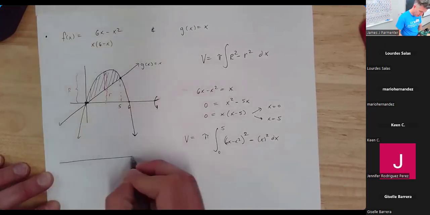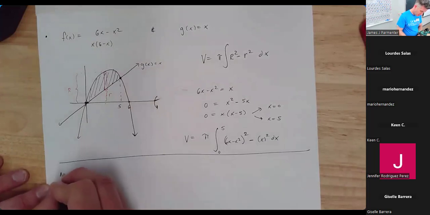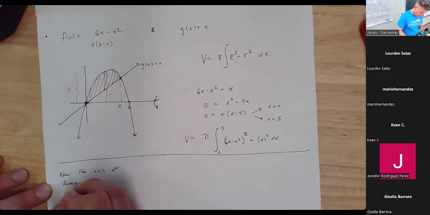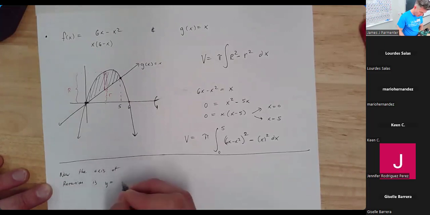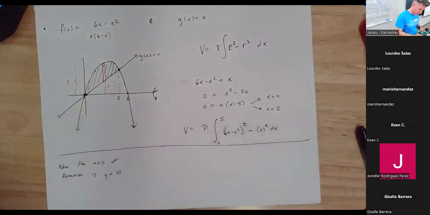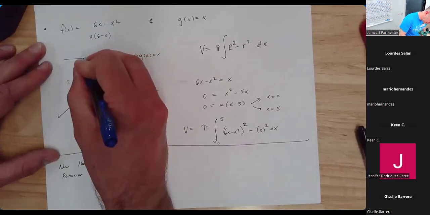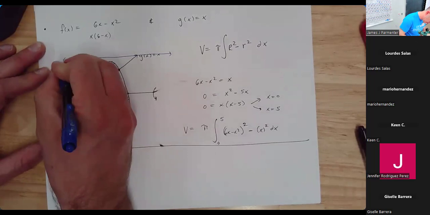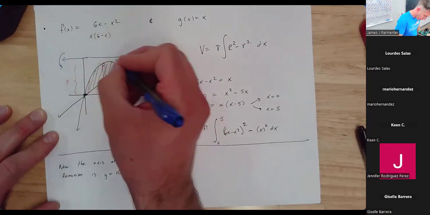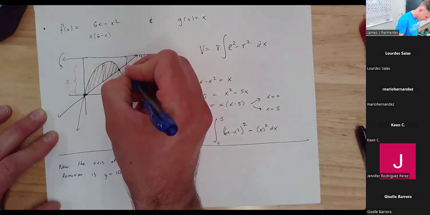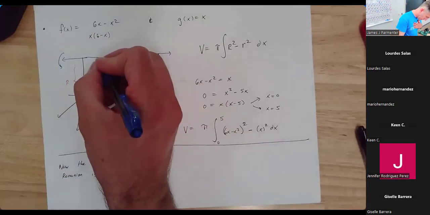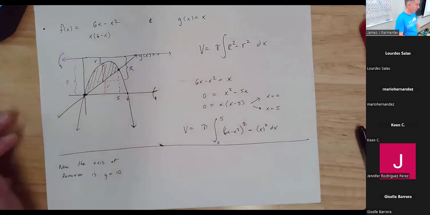We want to do the same thing, but now the axis of rotation is y equal to 10. So it's this line up here, which I checked is fully above the region. So if we're rotating around this axis of rotation, now my larger radius is the distance to the function that's further away, which is the straight line. And the smaller radius, excuse me, is the distance to the closer function, which is the parabola.